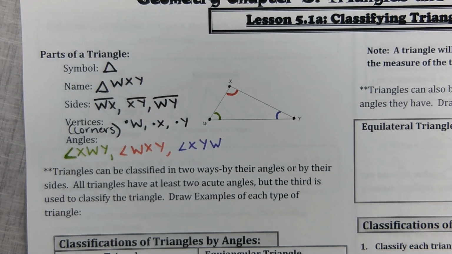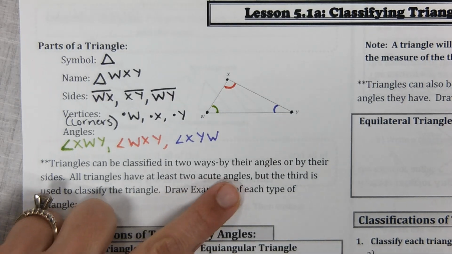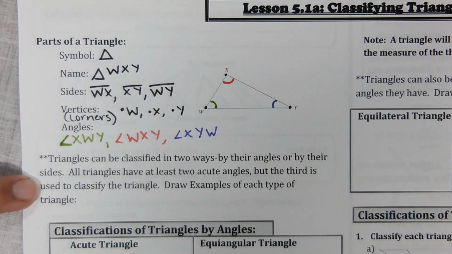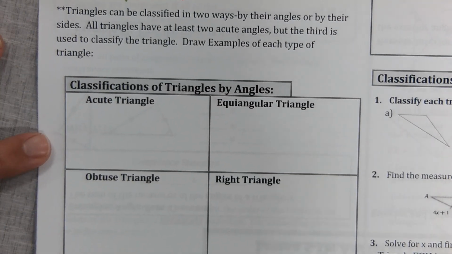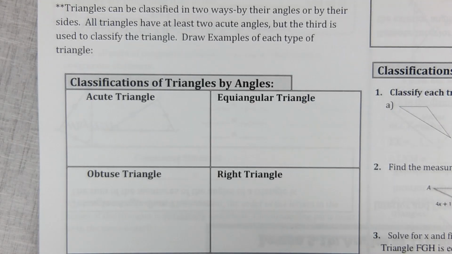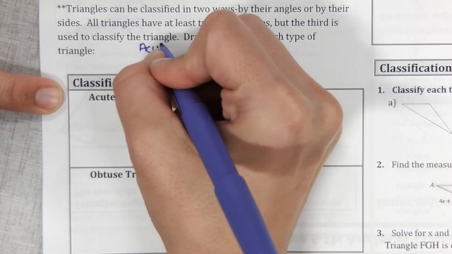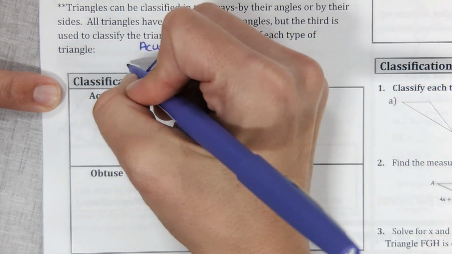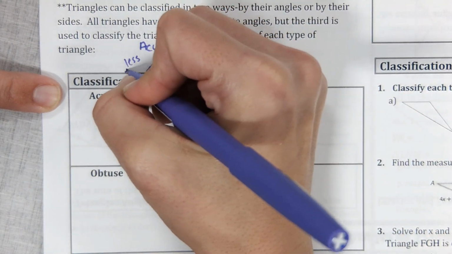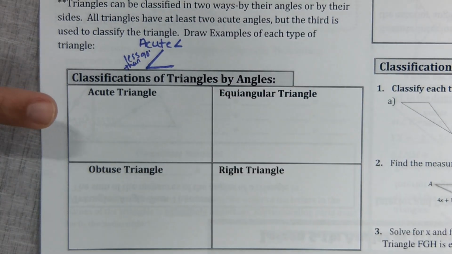Okay, so triangles can be classified in two ways, either by their angles or by their sides. All triangles have at least two acute angles, but the third is used to classify the triangle. Draw examples of each type of triangle. So you've definitely seen this before, so some of it is a review. Before we get into the actual triangles, remember an acute angle is an angle that's less than 90 degrees.